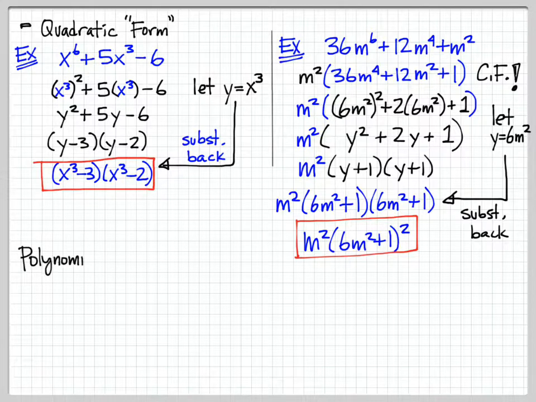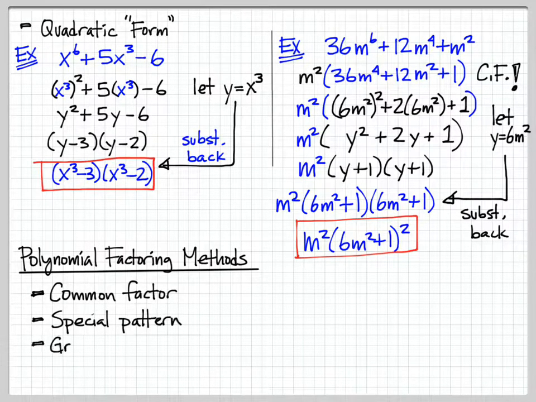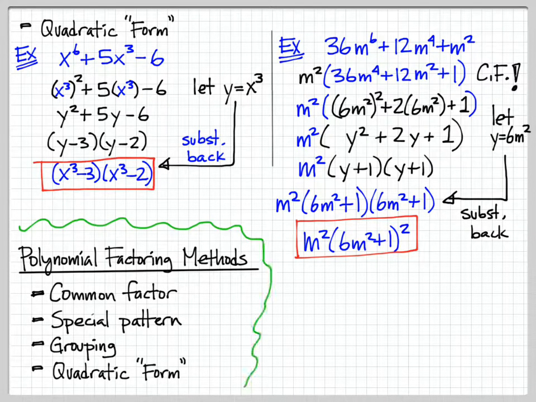So in summary, we've looked at 4 different ways to factor. First thing to always do is look for a common factor to pull out. Then after that, you just have to look at it to see whether you see a special pattern, whether you see 4 terms that you can group together, or whether you see a quadratic with 3 terms where 2 of the terms have a relationship where the exponent of one of them is twice the exponent of the other. Then it's possible that you can use the quadratic form.